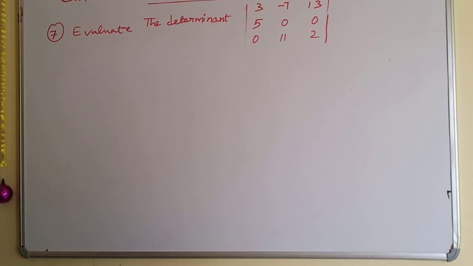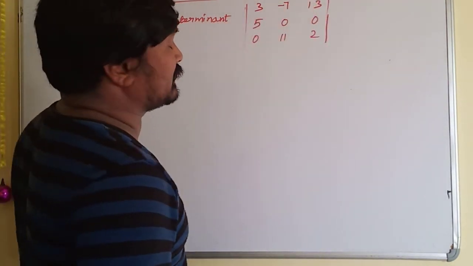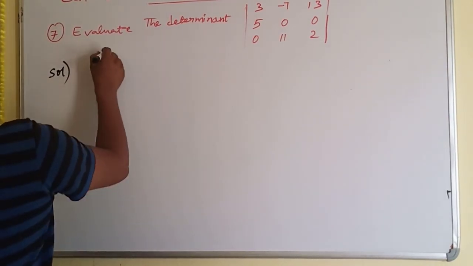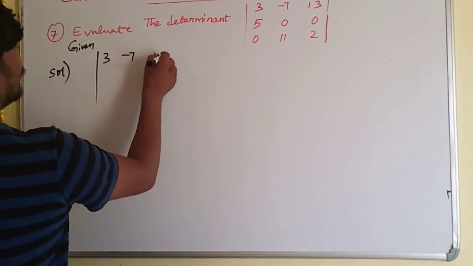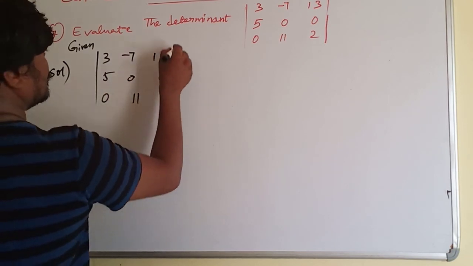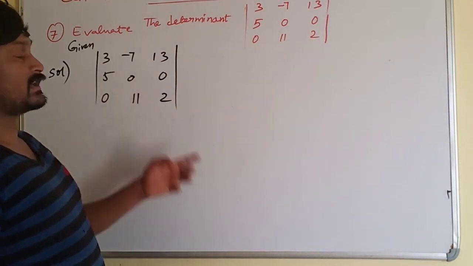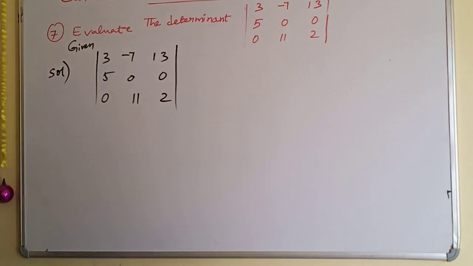Alright, let's move on to the last problem. Evaluate the determinant. A 3 by 3 determinant is given. How to solve this? This is very simple. Just write whatever is given: 3, minus 7, 13, 5, 0, 0, 0, 11, 2. Wherever the zeros are there, I can take that row and expand by cofactors, so that it becomes very easy.